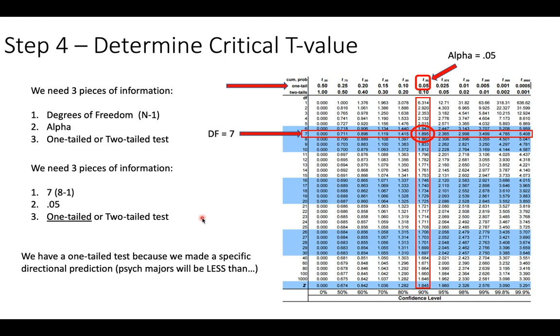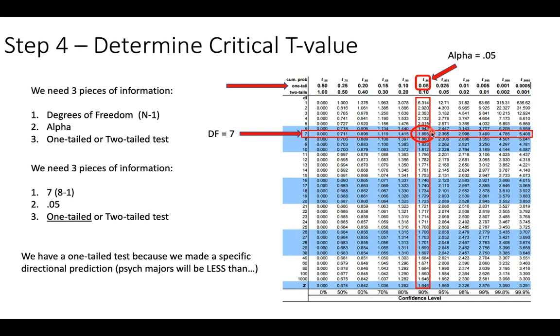what a two-tailed test means is that you're saying, well, I'm not sure whether the psychology majors will be greater than or less than my population. So I'm going to give myself a chance on both sides of the curve because I don't know which direction they're going to be. So what we would do in that case is we would take this value on the table and say, well, now our critical value is actually two critical values. It's plus or minus 1.895.